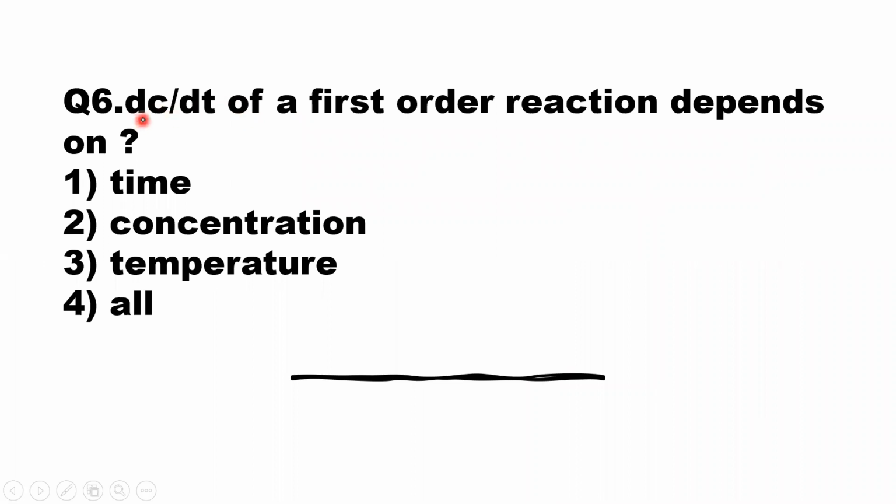Next question. dC by dt of a first order reaction depends upon time, concentration, temperature, or all. dC by dt is nothing but differentiation with respect to time, that is the rate of reaction. The rate of reaction depends on time, concentration and temperature, so the answer is all. I hope it is clear. Next question.